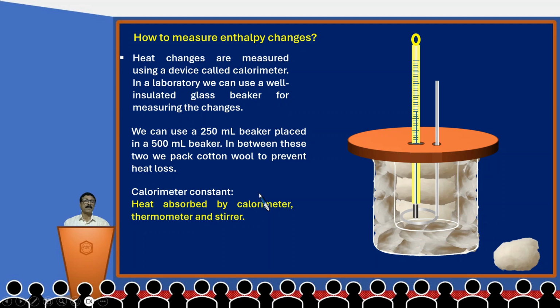During the measurement of heat changes, the calorimeter, thermometer, and a stirrer also absorb some heat, and it is called the calorimeter constant. We must know this amount of heat. In the case of a glass vessel, such as a beaker, we need consider only that part of the vessel which is in contact with the reaction mixture. This is because the thermal conductivity of glass is low and only the area of the calorimeter in contact with the liquid absorbs maximum heat.